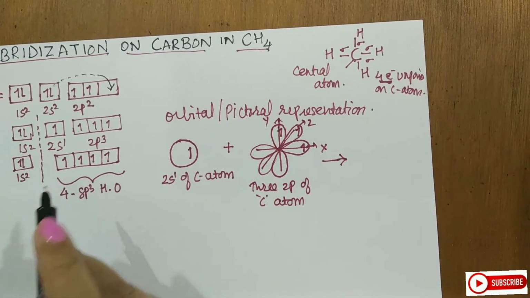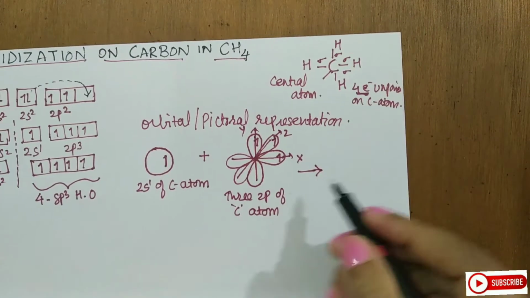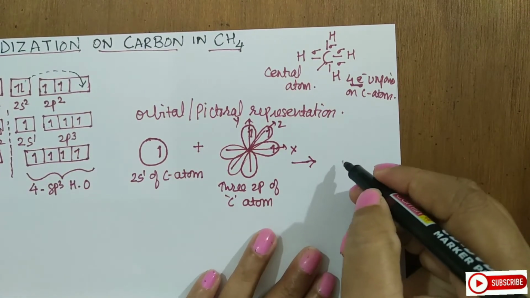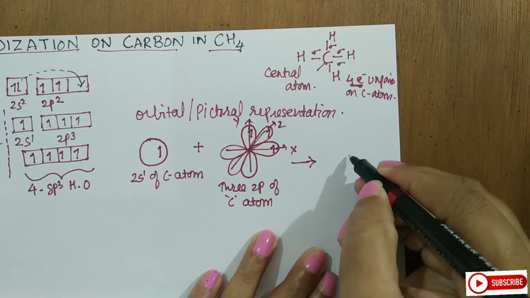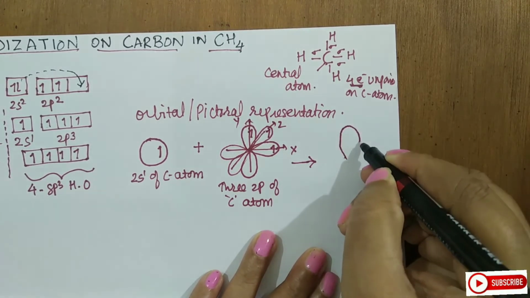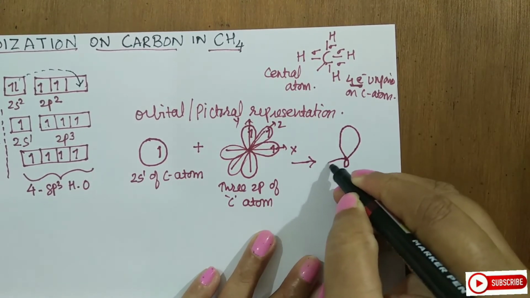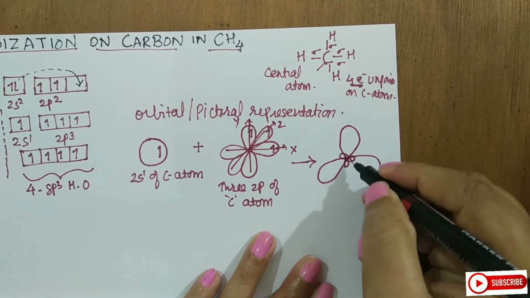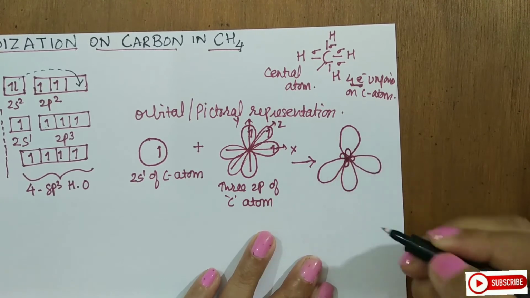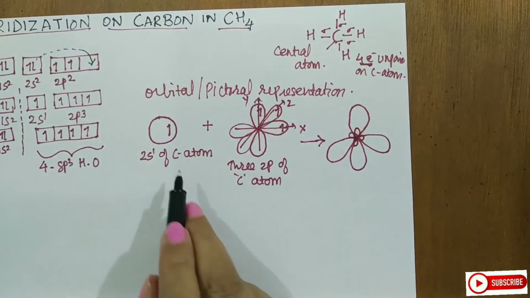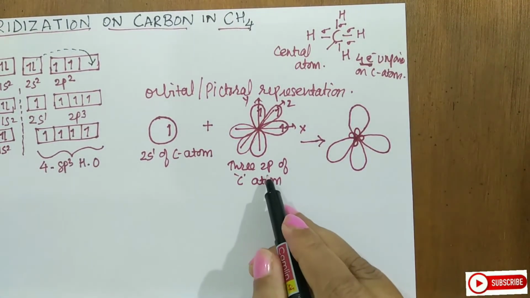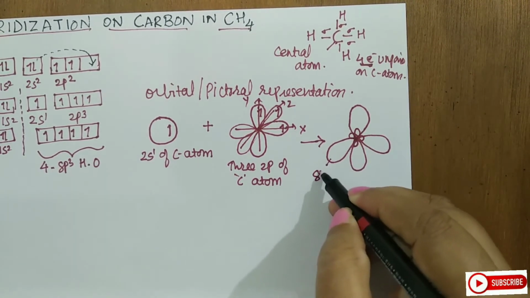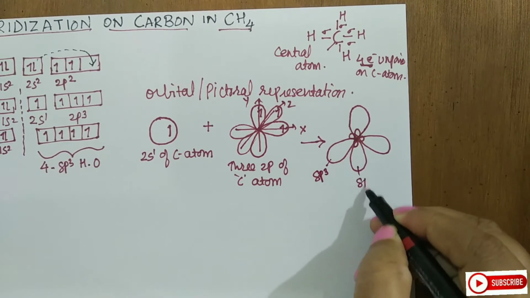Now students, to show hybrid orbitals, I will show them in a proper geometry, that is a tetrahedral geometry. So the structure will be something like this. This is the first one, the second one, the third one and the fourth one. Now here I have written 2s1, here I have written 2p. They are no more s and p, they all are sp3 hybrid orbitals.